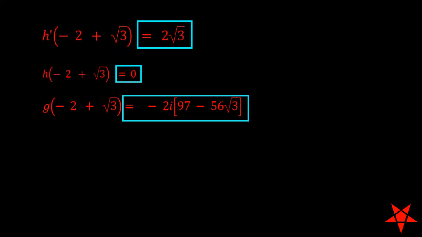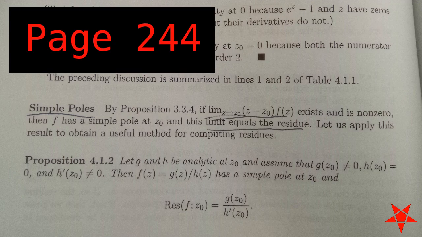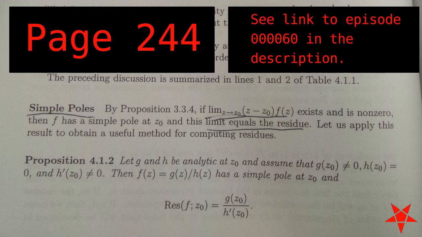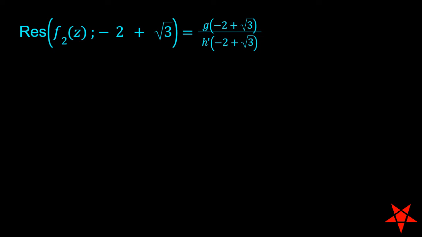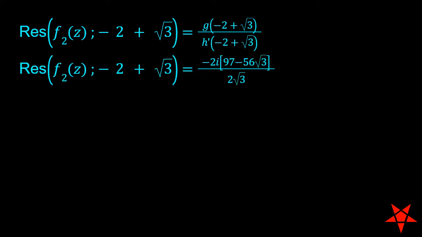The three values of h prime, h, and g show us that the singularity in f2 at z equals minus 2 plus root 3 meets the requirements for use of proposition 4.12 on page 244 as a means of evaluating the residue in question. There is a link to episode 60 in the description, which covers its use. Inserting the values for g and h prime into the residue formula listed in proposition 4.12, we get minus 2i times 97 minus 56 root 3 on top of 2 root 3 in the denominator.